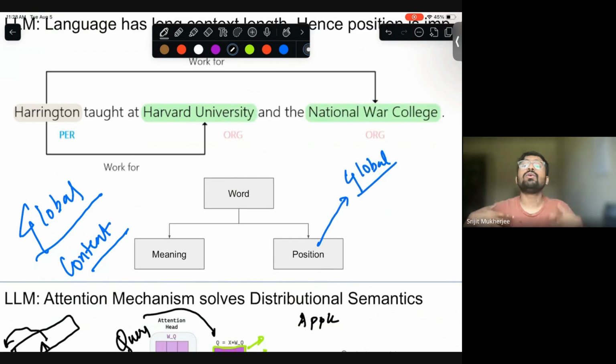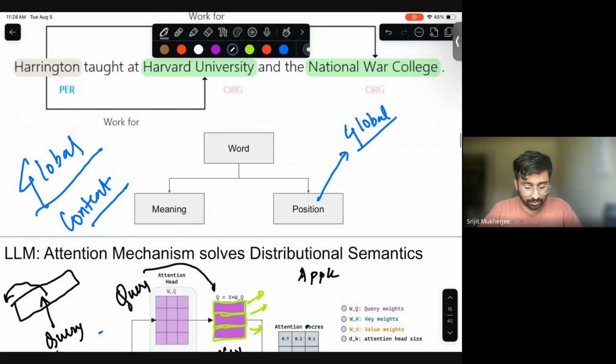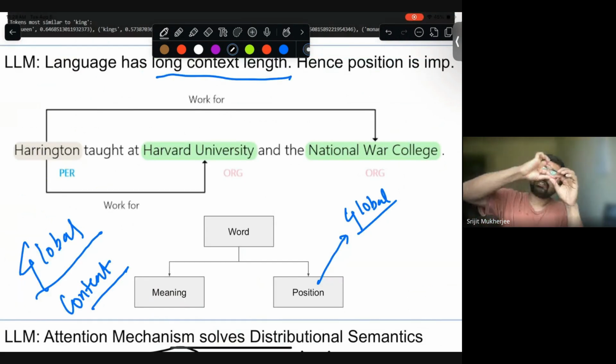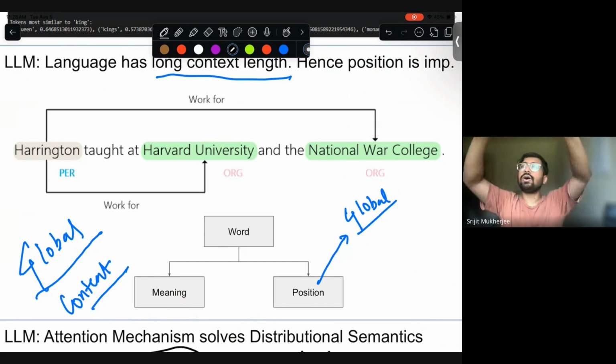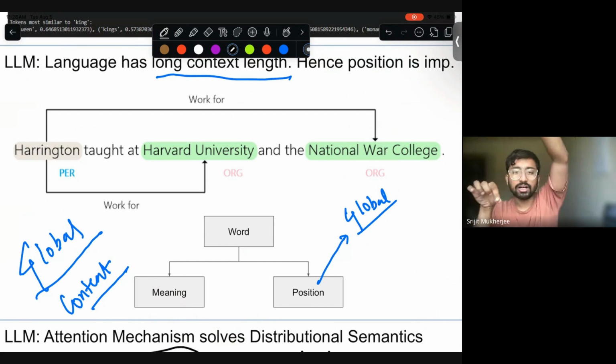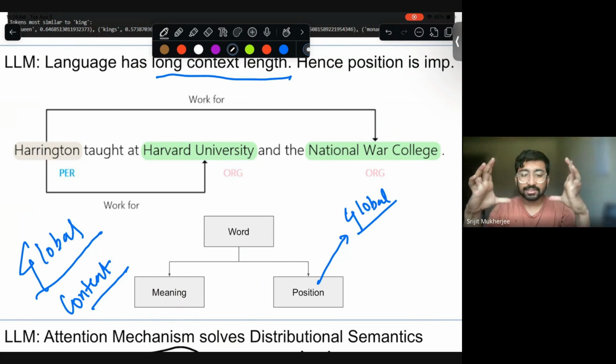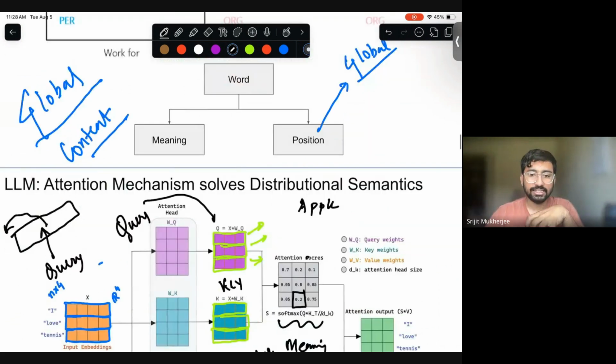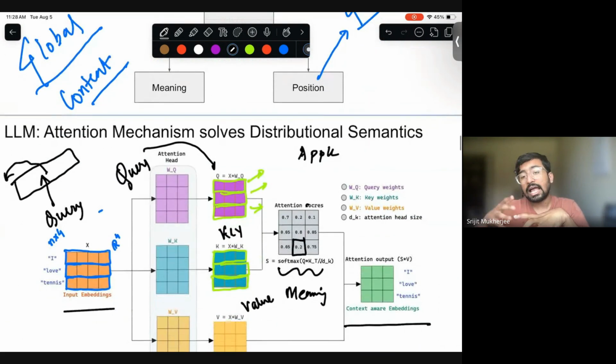more and more words come up. Harrington's association with teacher, teacher's association with college, and college's association with Harvard, this doesn't happen right away in this one attention. It can happen only when the word embeddings contain the previous attention context-aware information.